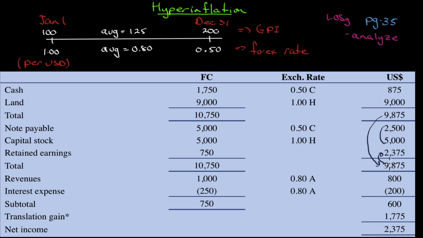We translate the revenues and expenses at the average rate for the year, 0.8. That gives us 600. We know that our retained earnings was 23.75, so we'll bring that number down here, and we can impute the gain or loss here. We have a translation gain. Does that make sense that we should have a translation gain?